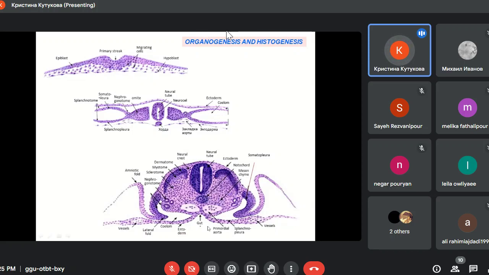So the mesothelium which lines the body cavity will be made from the parietal layer of lateral plate mesoderm, and the mesothelium which covers the organs inside this cavity will be developed from the visceral layer of lateral plate mesoderm.